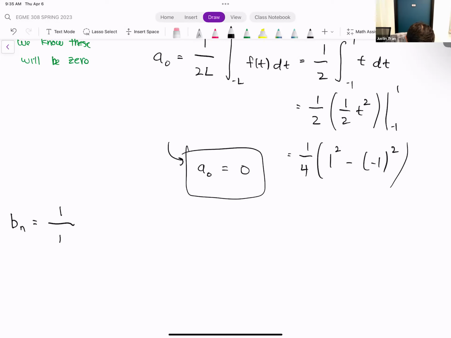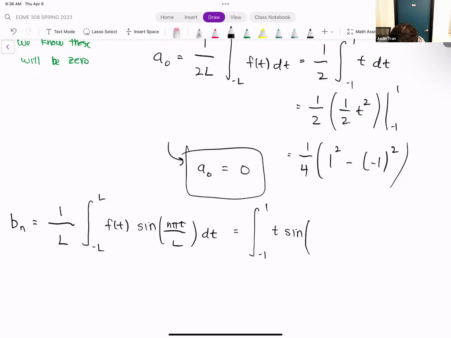So our formula for bn is 1 over L integral -1 to 1 of f of t sine of n pi t divided by L dt. All right, so let's go ahead and plug in for all the variables here. So we know L is 1. We have an integral from -1 to 1. Our f of t here is just t. We have a sine of n pi t dt.